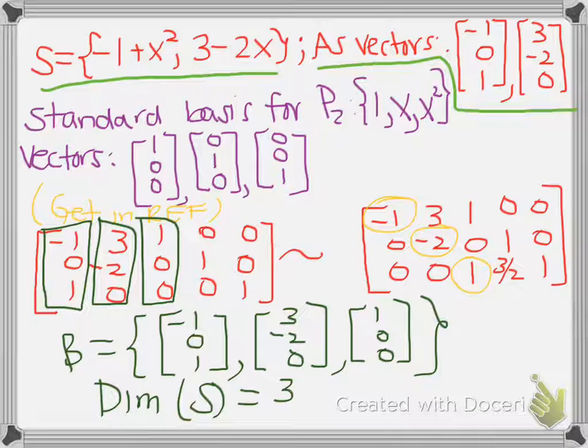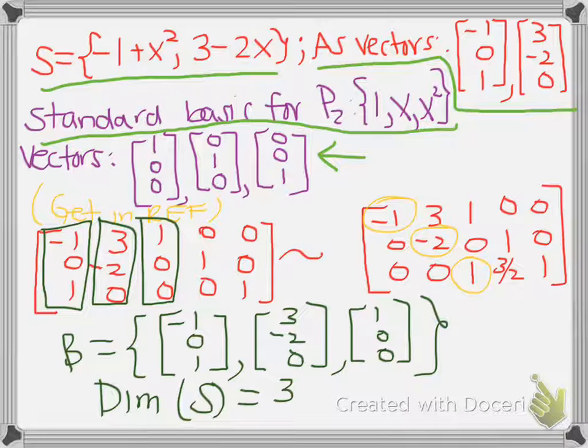-1, 0, 1 and 3, -2, 0. Again, I just rewrote it since we're on this new slide. The standard basis for P2 is 1, x, x squared, and we can represent those as vectors as well. In fact, they're the vectors here: 1, 0, 0, 0, 1, 0, and 0, 0, 1. Isn't that cool? Okay, I thought that was cool.